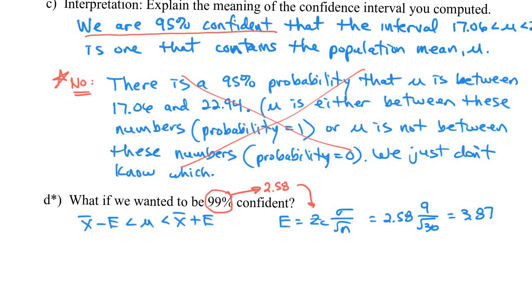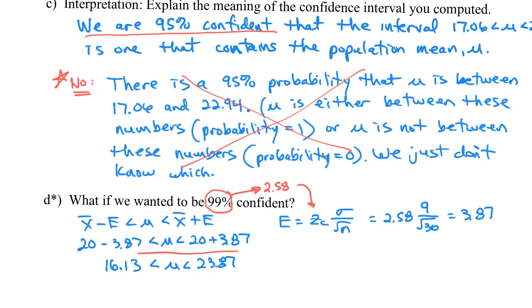Now the mean is still going to be 20, right? So if I go through the same math, we would get 20 minus 3.87 is less than mu, which is less than 20 plus 3.87. And then when we go through here, what we get is 16.13 and 23.87.